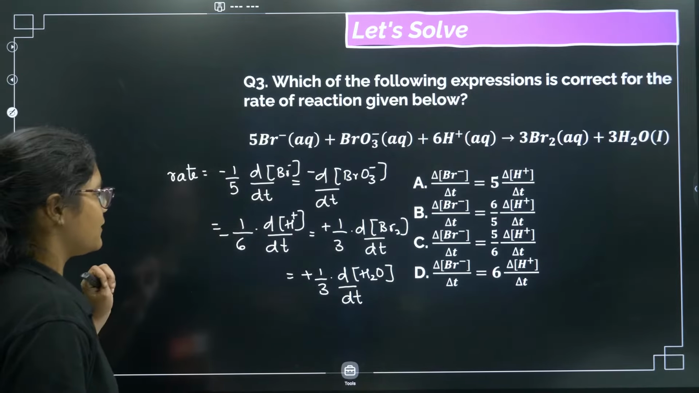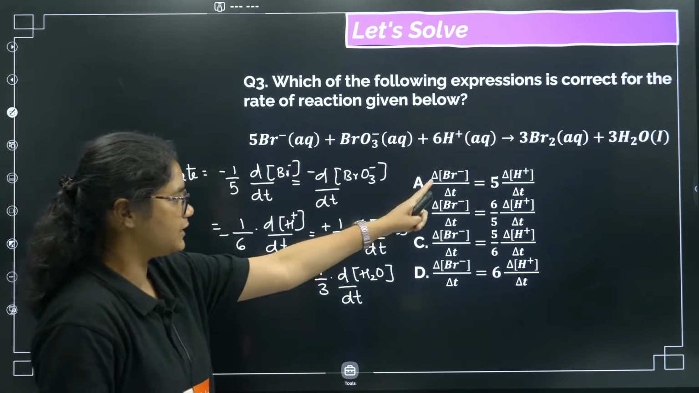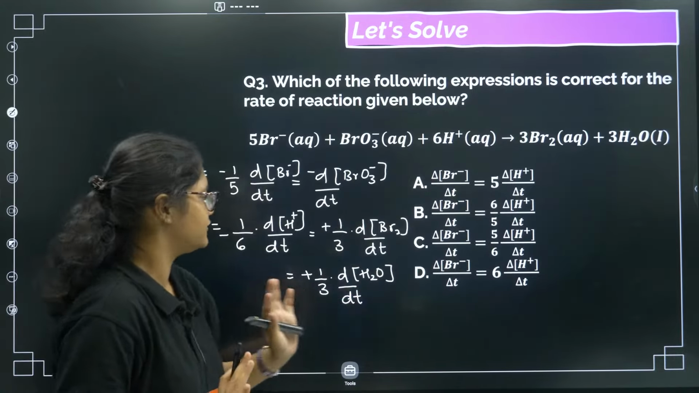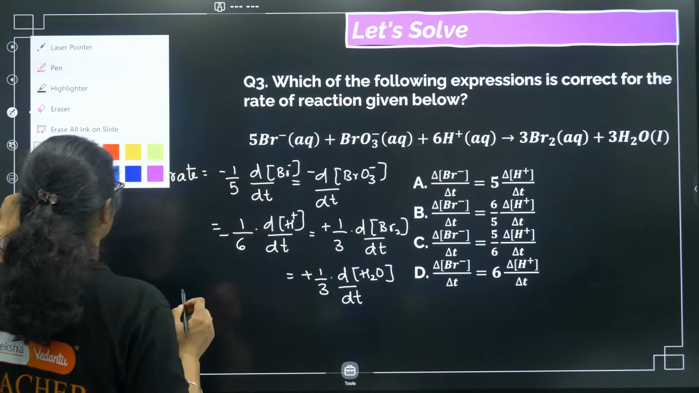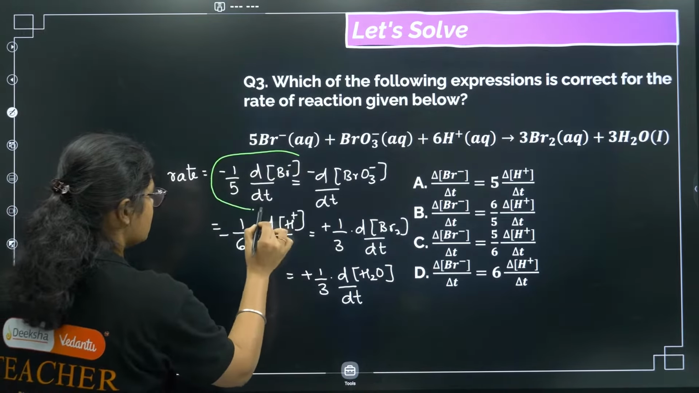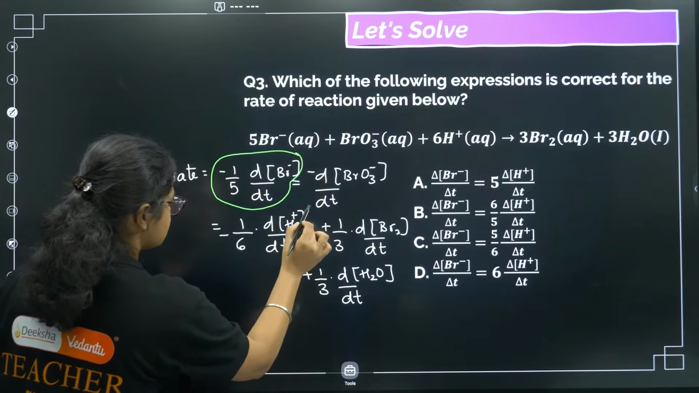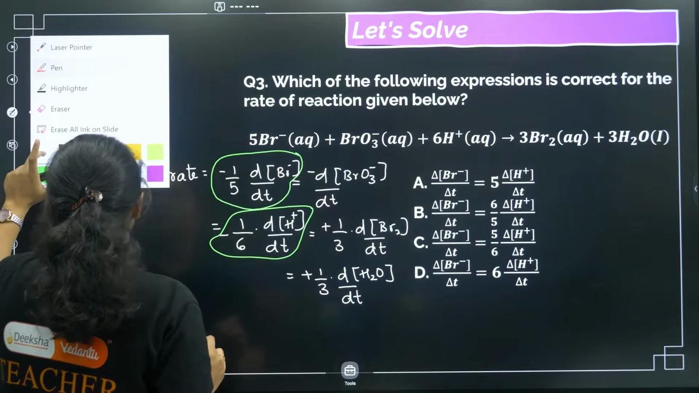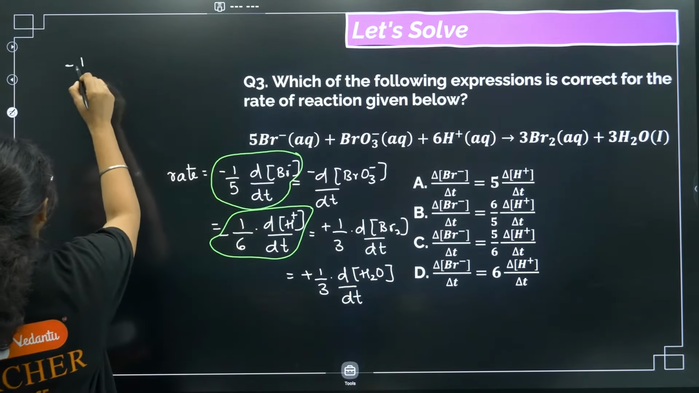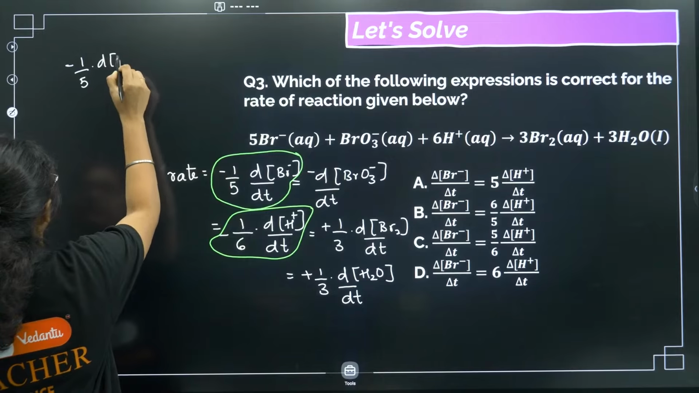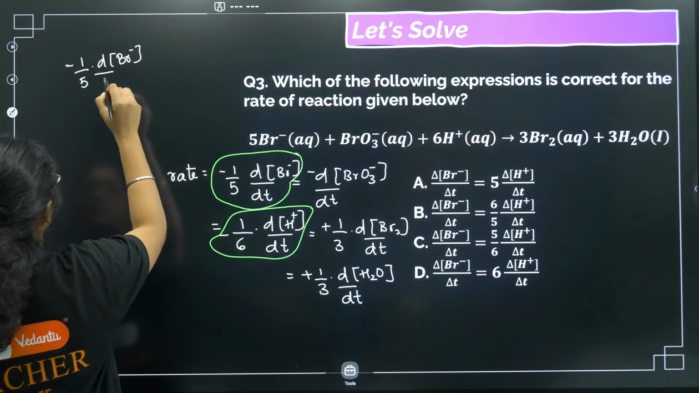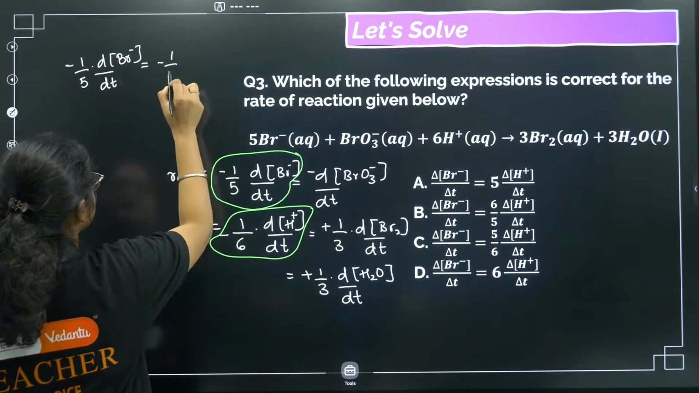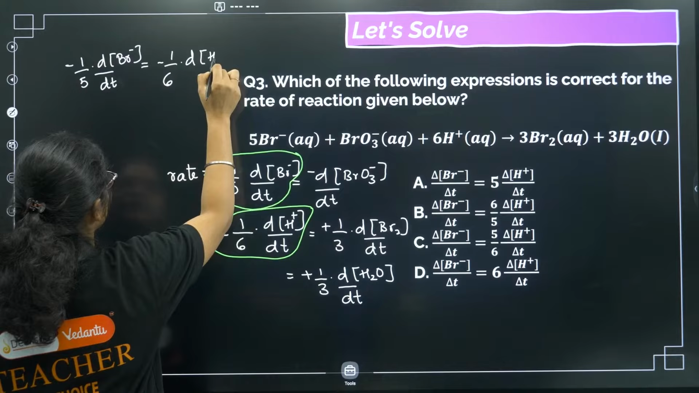Clear? Now what happens here? We need to see the options are for dBr by dt and dH by dt. So we need to relate Br minus and H plus. So I'll take these two equations separately. This one, and where is H plus? This is H plus, right? So I'll write these two separately: minus 1 by 5 of dBr minus by dt is equal to minus 1 by 6 of dH plus by dt.